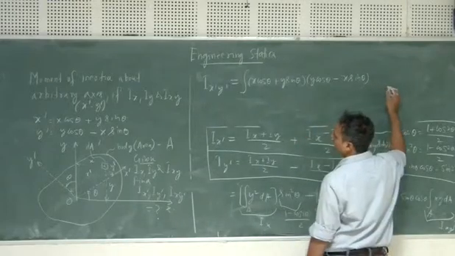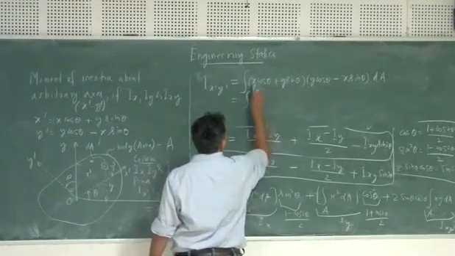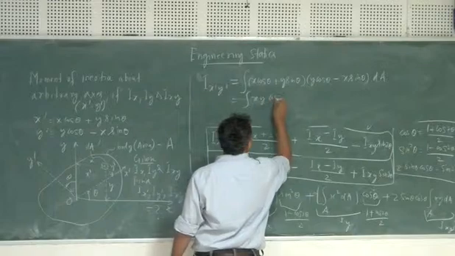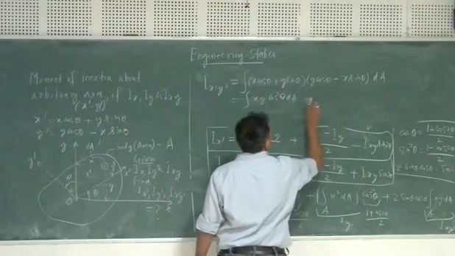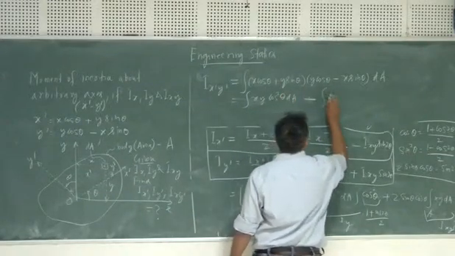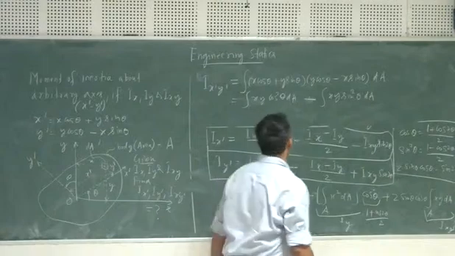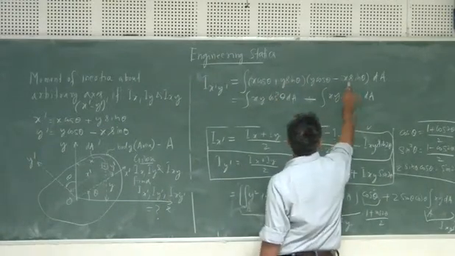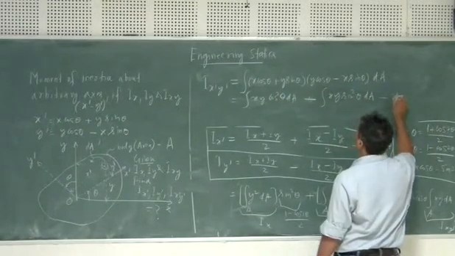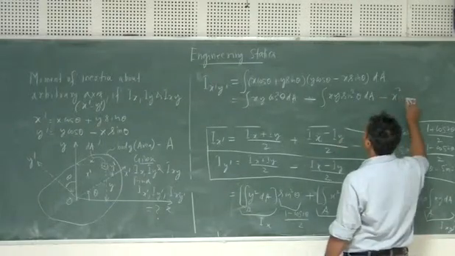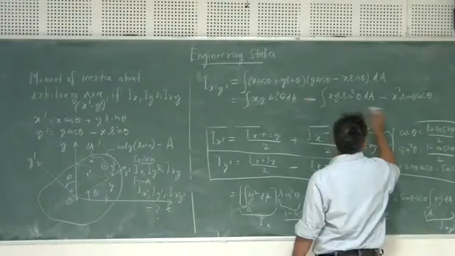and your each and everything, what you will be having, cos square theta, right, plus minus x into y sin square theta, and you will have cross term, so this into this, minus x square, minus x square sin theta cos theta plus y square.